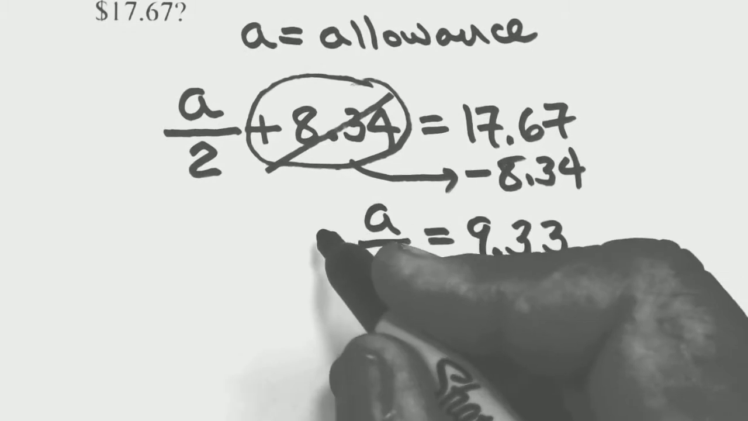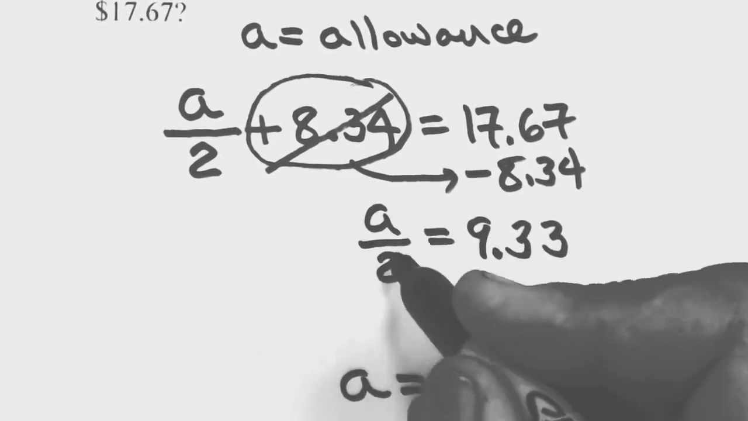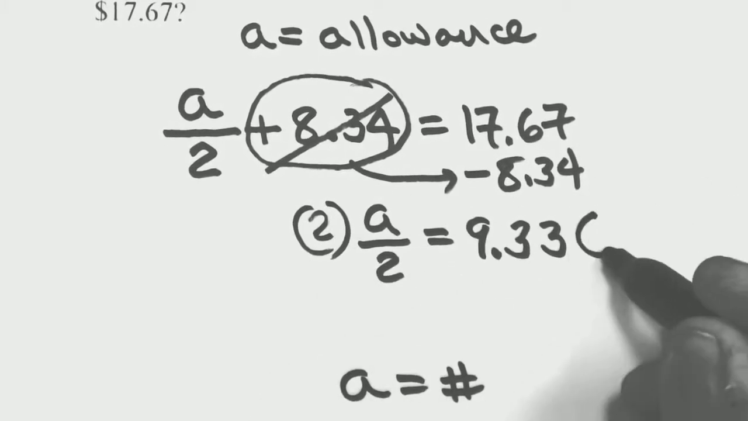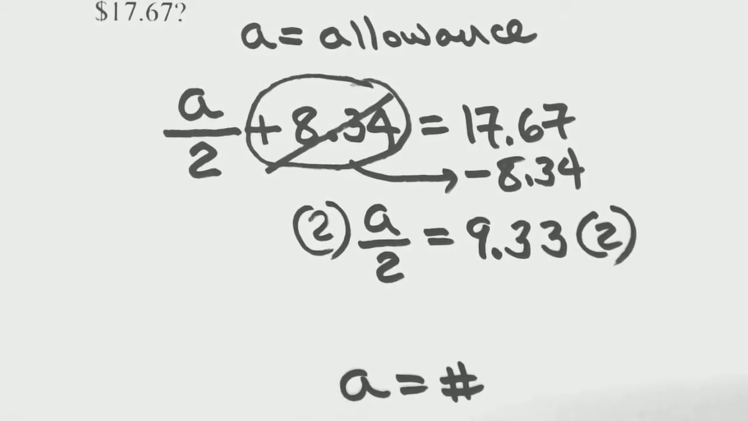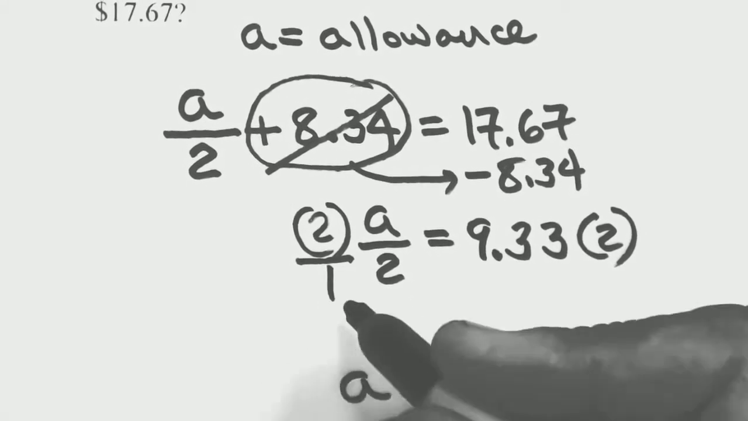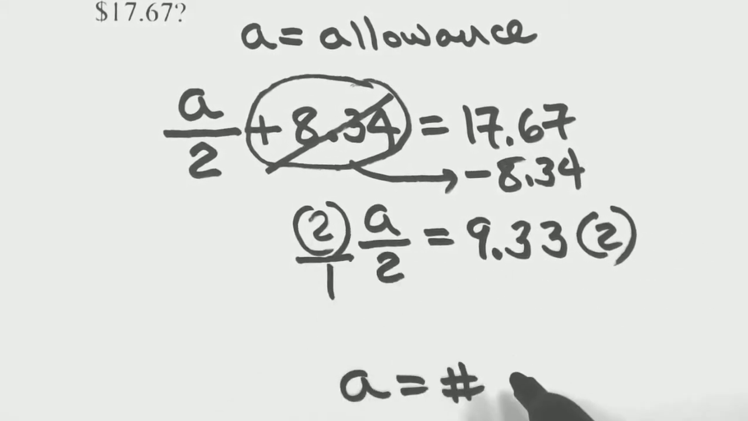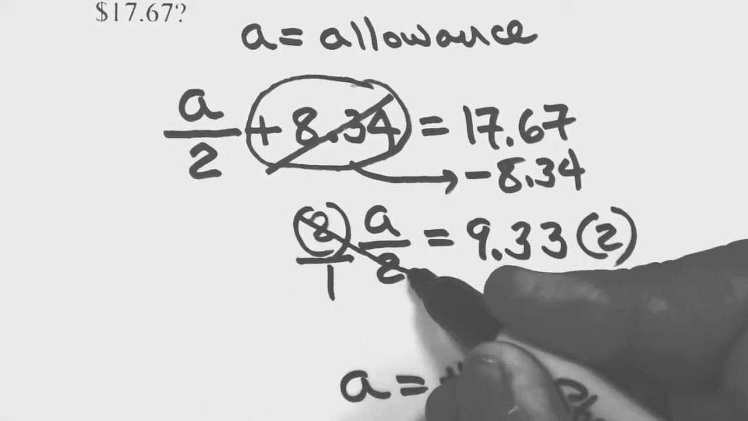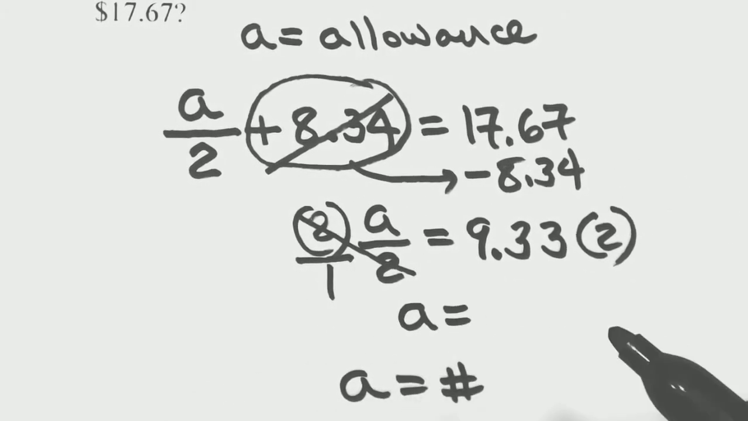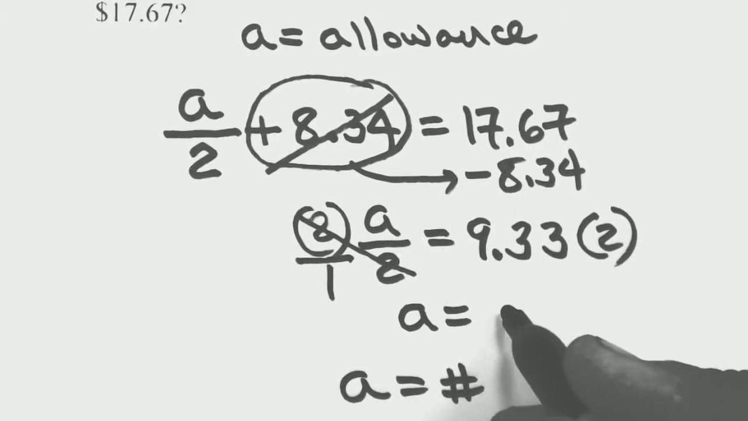Okay, well, what do we have to do to get rid of divide by 2? Simply multiply by 2. And so if we multiply both sides by 2, I can make a fraction out of this by putting a 1 underneath to remind myself that this is upstairs. The 2's cross cancel. That's exactly why we did it. A equals, and what do we end up with here?